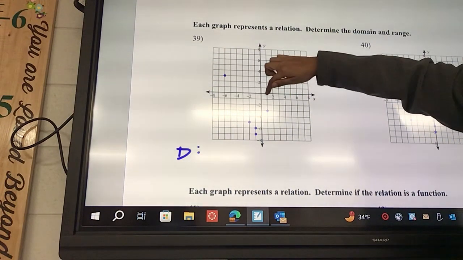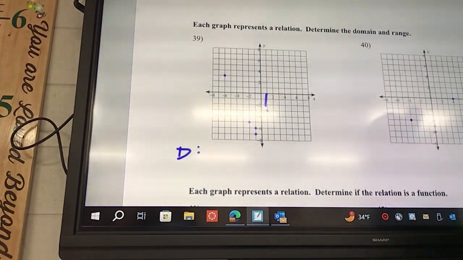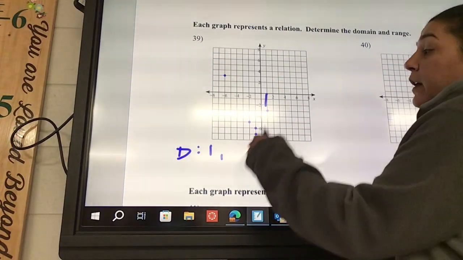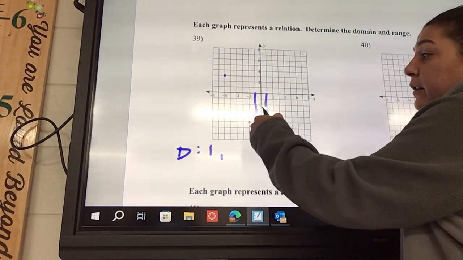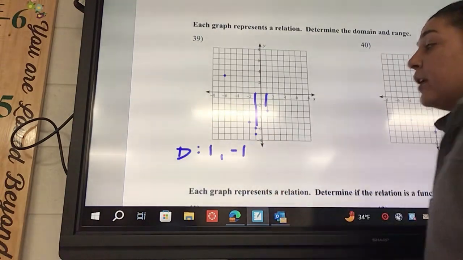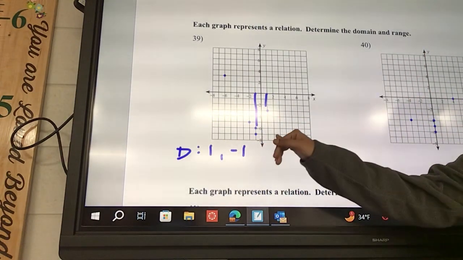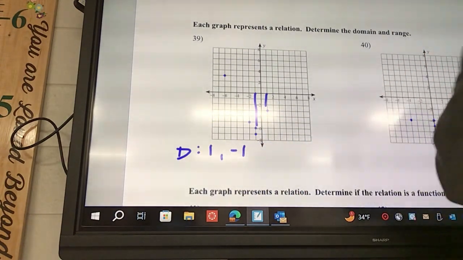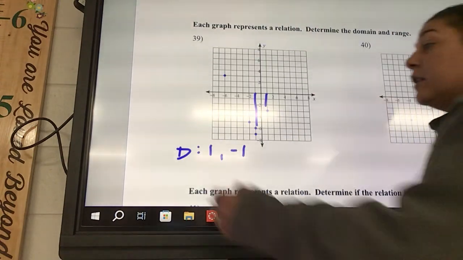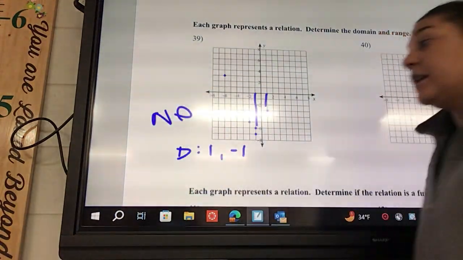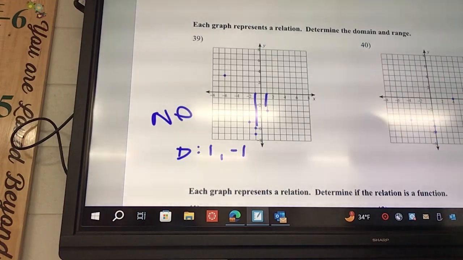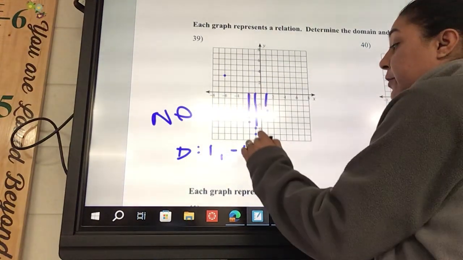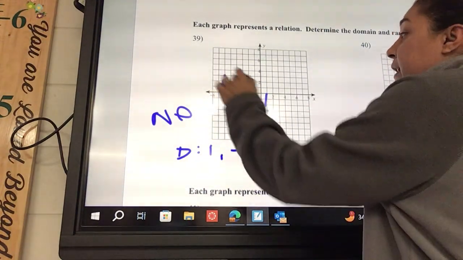I don't have to draw, but when I get here, there is a dot, and that's going to be at 1. When I get over here, there are dots, and that's at -1. And notice how that has 2 dots when I start going down? That means it's going to be a no. So this one's going to be a no because those are x's and they repeat. I have some dots at -2, and I have some dots at -6.